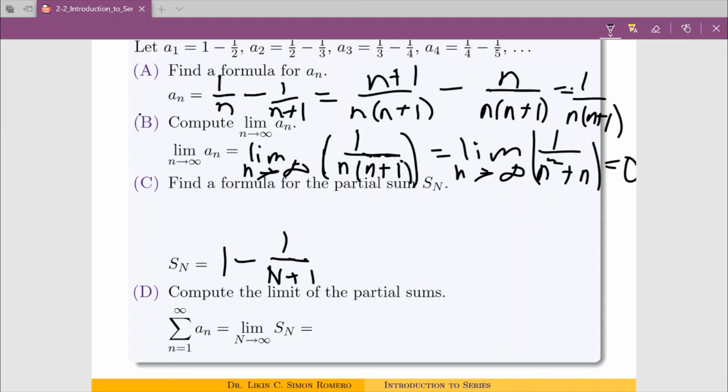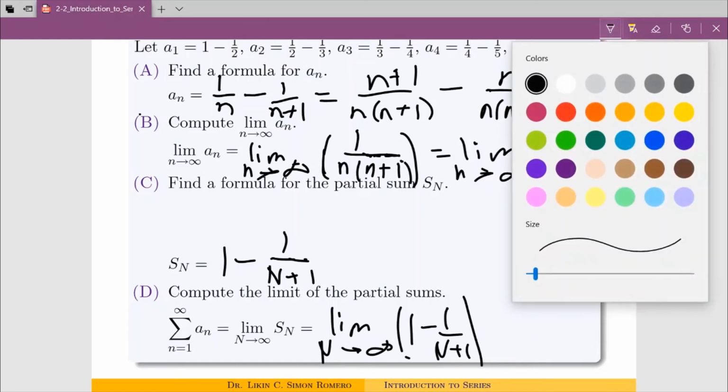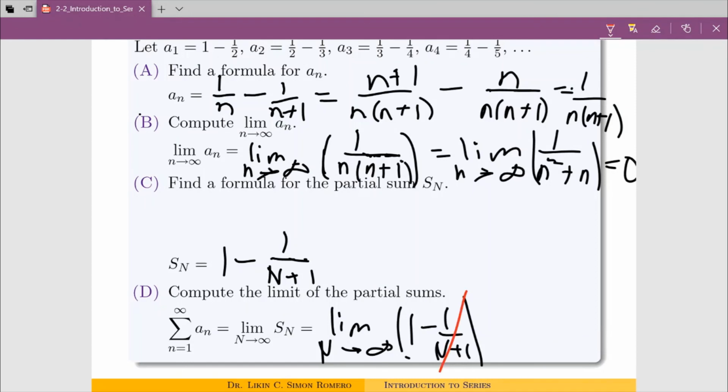Now for part D, it tells us to compute the limit of partial sums. And so this ends up just being the limit as n goes to infinity of 1 minus 1 over n plus 1. And so remember, this term here just goes to 0, and so we're left with that this is just going to equal 1. And so we have that this is an infinite series, where when you add up all of these infinite number of terms, they all add up to be equal to 1.